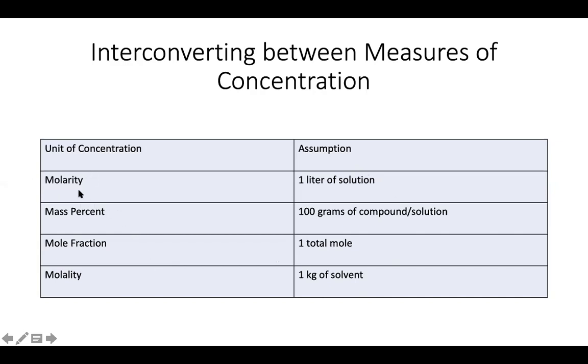So if you're given molarity and you're trying to convert to any of the other 3 units of concentration, if you make the assumption you have 1 liter of solution, that will make your life easiest. Mass percent, it's easiest if you assume you have 100 grams of compound or solution, depends on what you're talking about. In this chapter, we'll be talking about solutions, but we saw mass percent in chapter 4 in relation to compounds when finding empirical formulas.